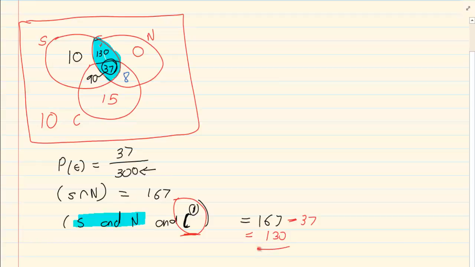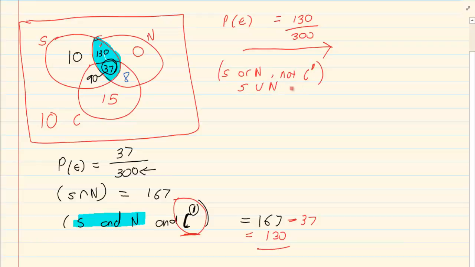That is not my probability. Remember, that is simply the amount. The probability will still be 130 over 300. Now, what if they said they wanted S or N, so soccer or netball, but not C. So we have soccer or netball and not C.